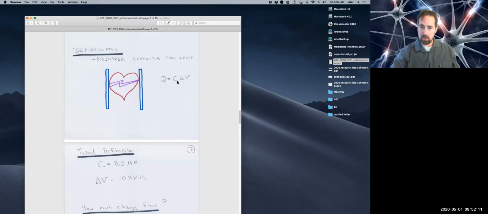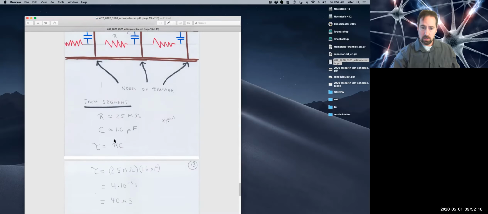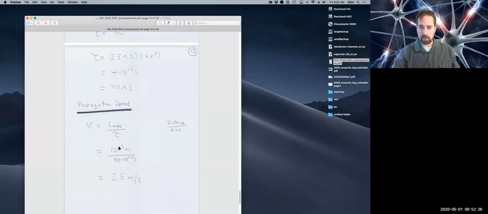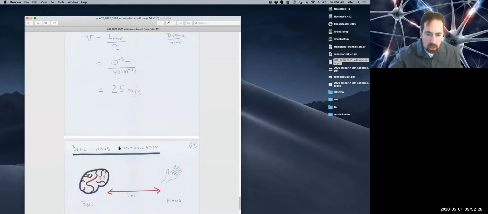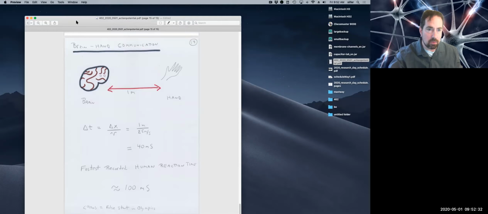This one, Q equals C delta V, and this one, tau equals RC. So we basically baked this all down into an RC circuit and tried to use what we know about RC circuits to apply it to this complicated system. Okay. So I hope you found that interesting. I liked it anyway. I like that this kind of simple model can explain some very complicated behavior.